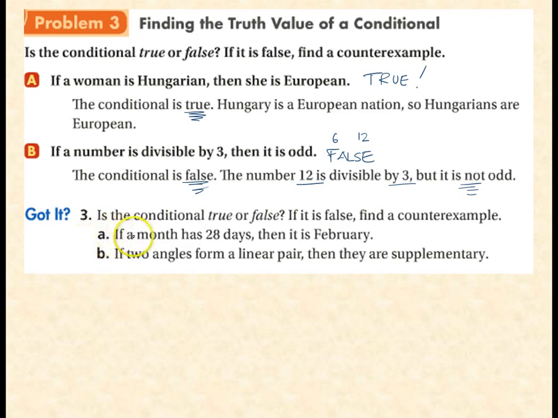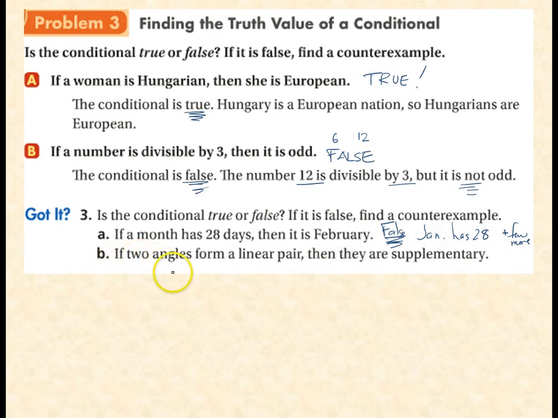So what did you think about A? If a month has 28 days, then it is February. Well, it doesn't say that it has exactly 28 days, it just says it has 28 days. So we can say that this is false, and we can say that January has 28 days plus a few more, right? Every month has 28 days in it at least. So that one is false.